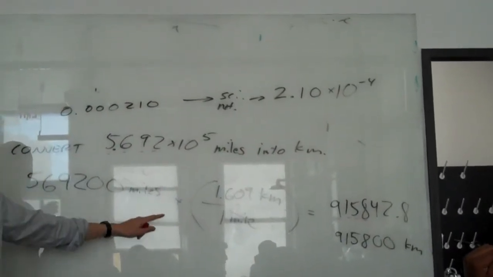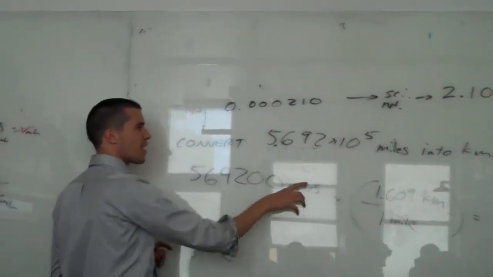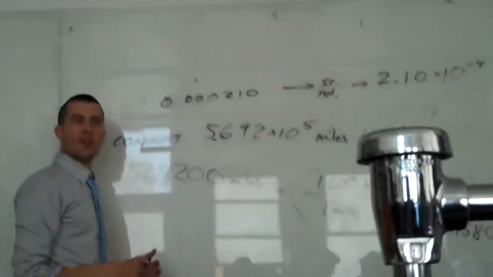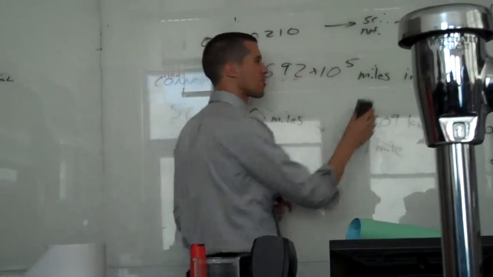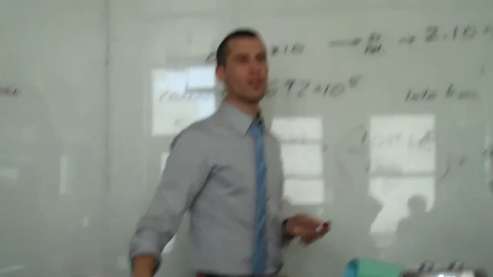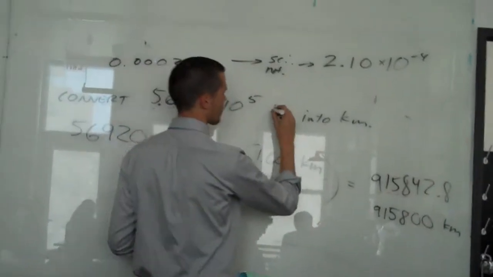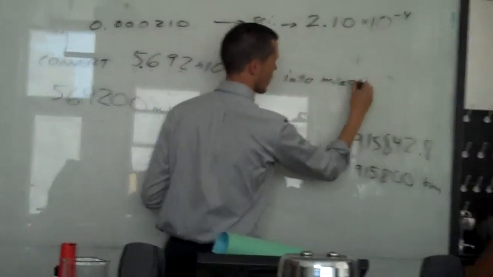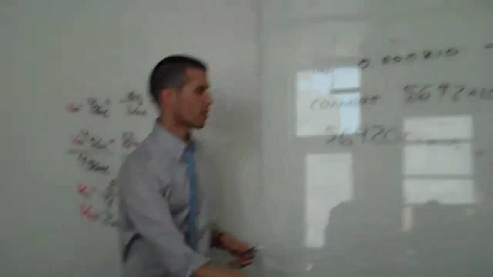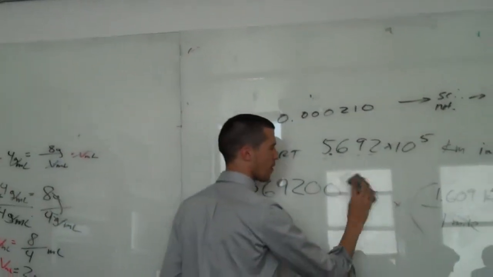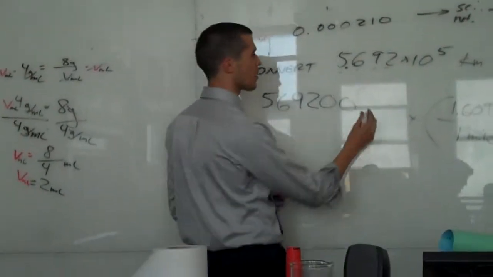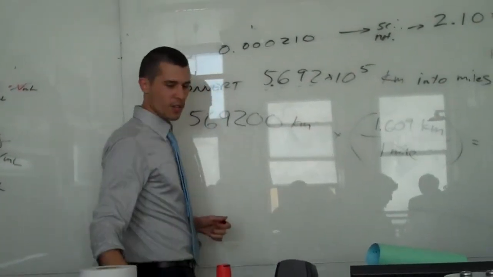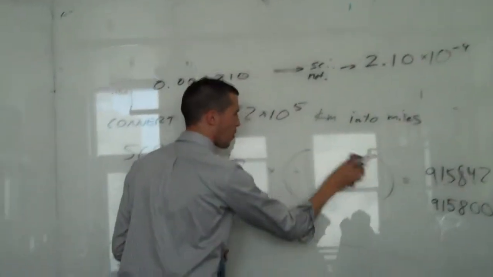But let's see, what would happen then if, instead of miles, I was going from kilometers to miles? Kilometers to miles. This would be different, right? How would this be different? Well, you have to divide. Yeah. Instead of this, it'd be kilometers. So now this would all flip around.